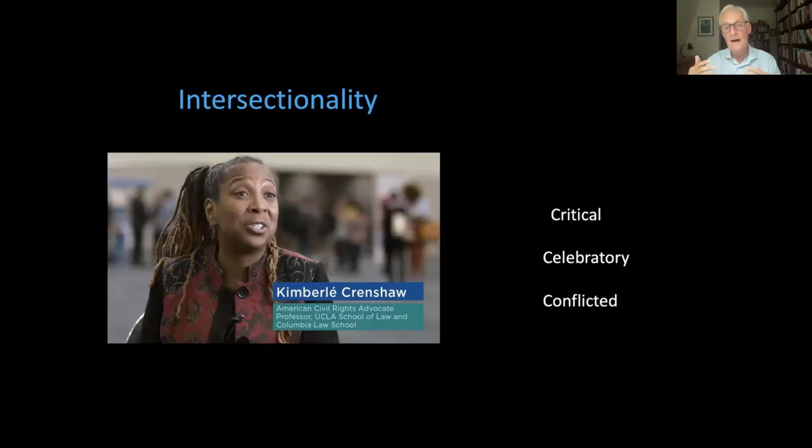Now, what Andy and I tried to do in this book is we looked at those critical dimensions of intersectionality, and then we thought we should add in two more because of what our data was telling us. And the first of these was celebratory intersectionality.